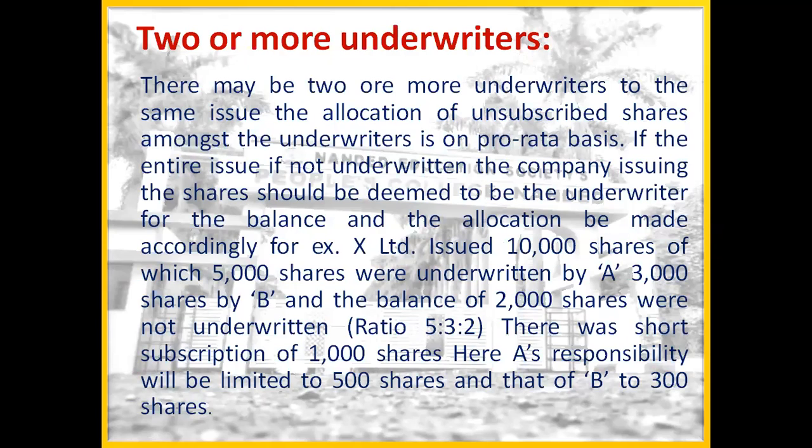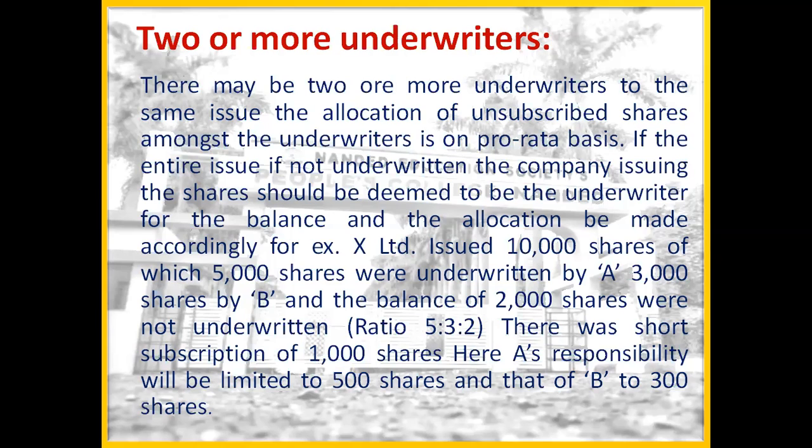When there are two or more underwriters to the same issue, the allocation of unsubscribed shares amongst the underwriters is on a pro rata basis. In the previous year, in the topic issue of shares under corporate accounting, we have already learned the concept of pro rata. What is meant by pro rata? If the entire issue is not underwritten, the company issuing the shares should be deemed to be the underwriter for the balance, and the allocation may be made accordingly.